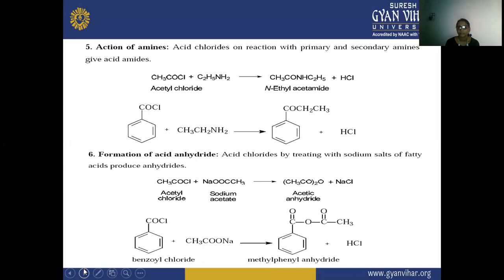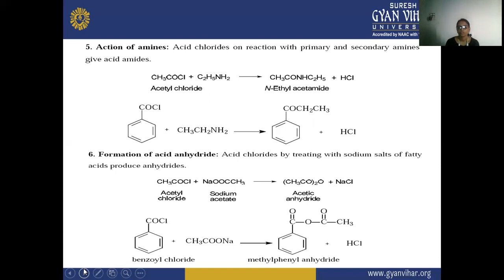Next, benzoyl chloride is reacting with the primary amines, and there is a formation of benzamide. So N-ethyl benzamide is formed here, plus HCl. Next is the formation of acid anhydride.